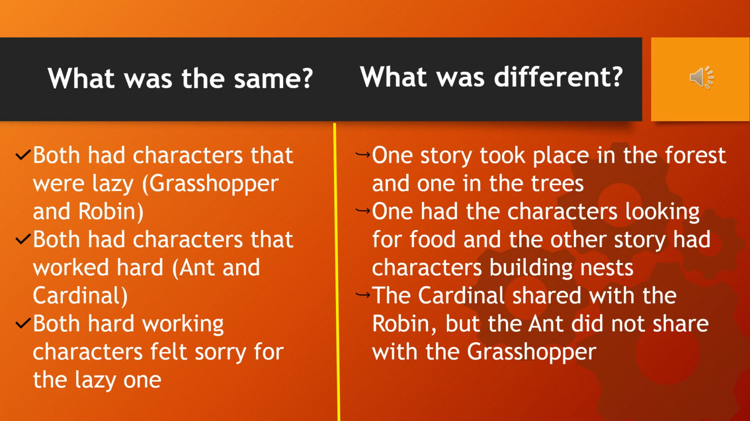Well, one story took place in the forest and one in the trees. One had characters looking for food, and the other story had characters building nests. The cardinal shared with the robin, but the ant did not share with the grasshopper. That's what I saw was the same and different about the two stories.